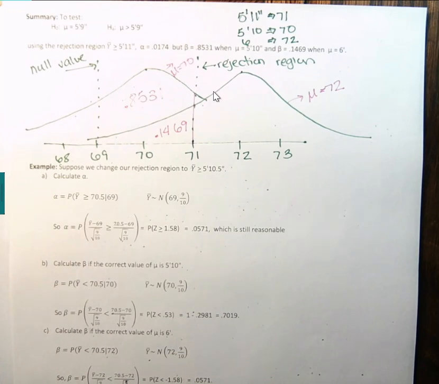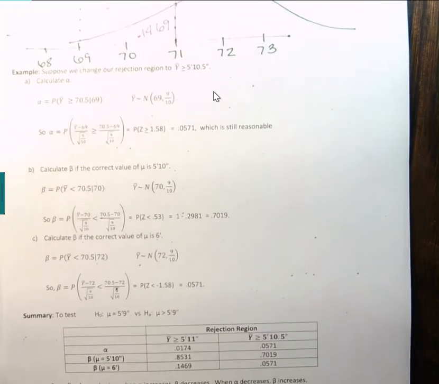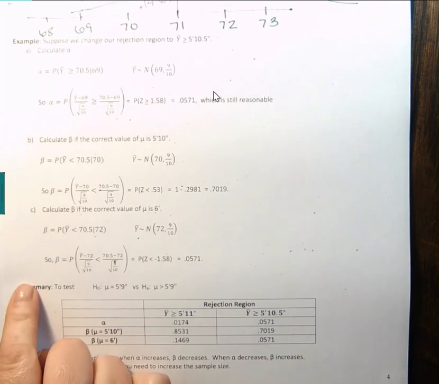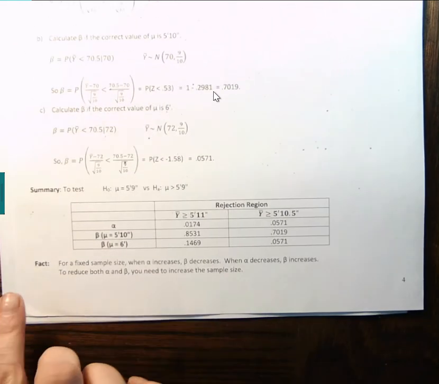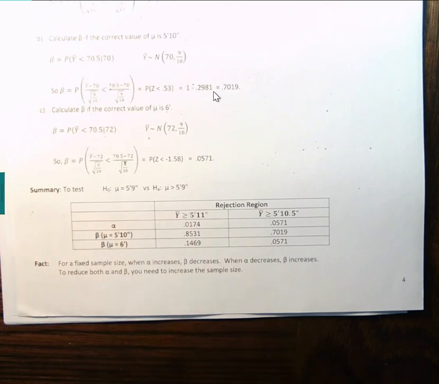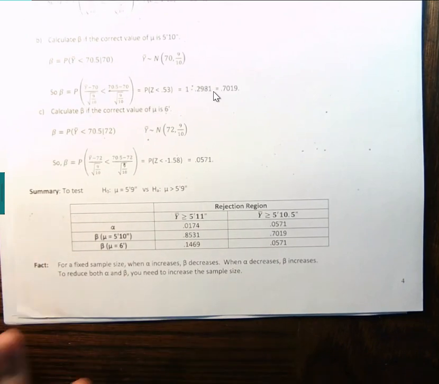All right, there's another example here that says, suppose we change our rejection region, and I'll let you look over this example on your own. It's just like what we did, except we're shifting our rejection region a little bit. Then down here at the bottom, we've got a summary of what we found for you to read on your own as well. And this is going to conclude the section 10.1 and 10.2 notes.